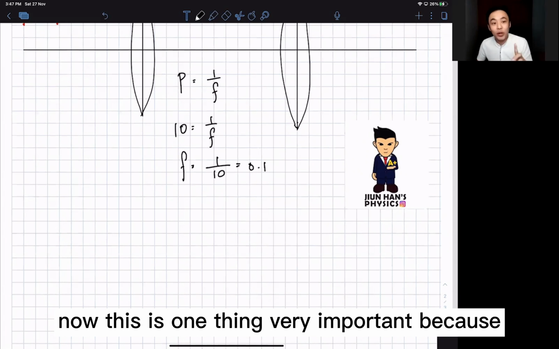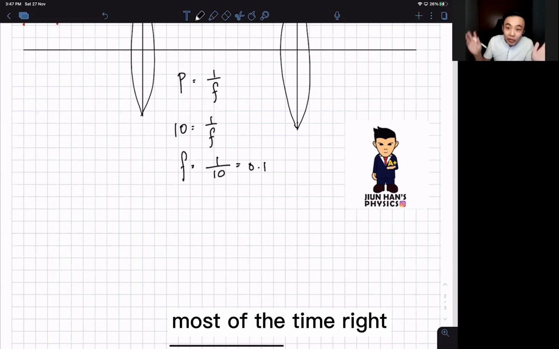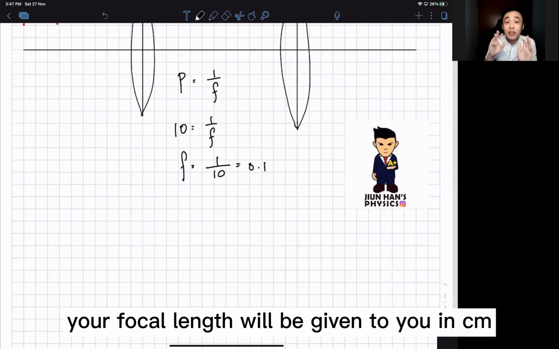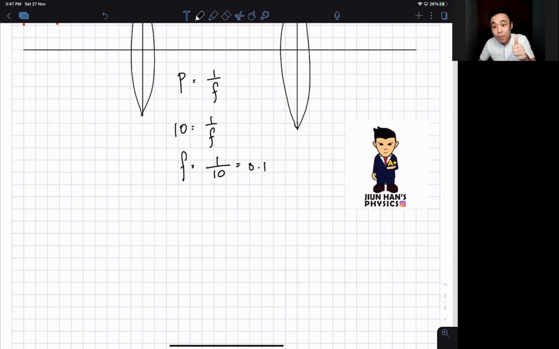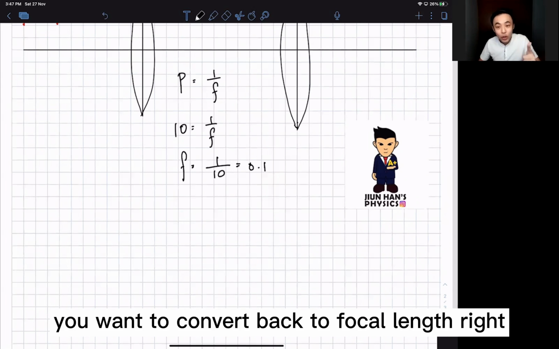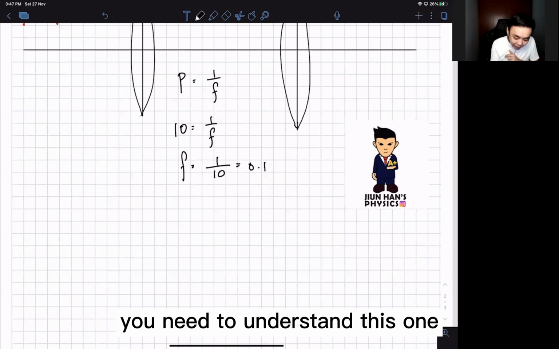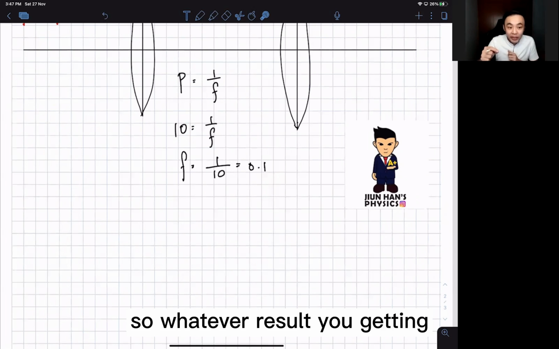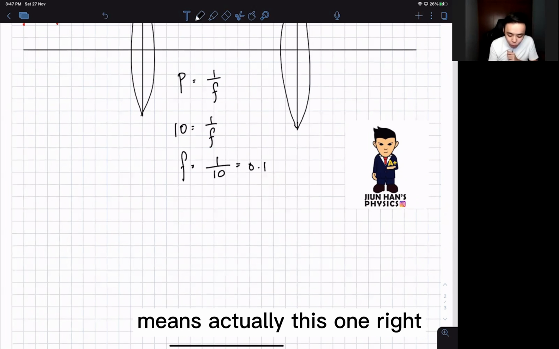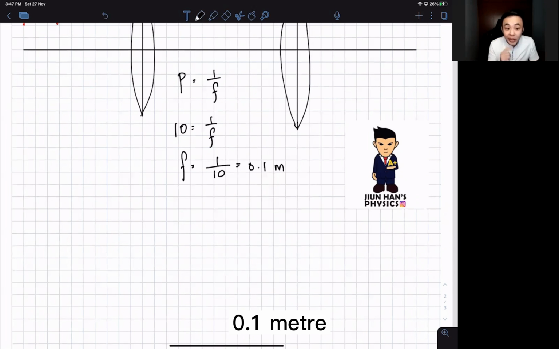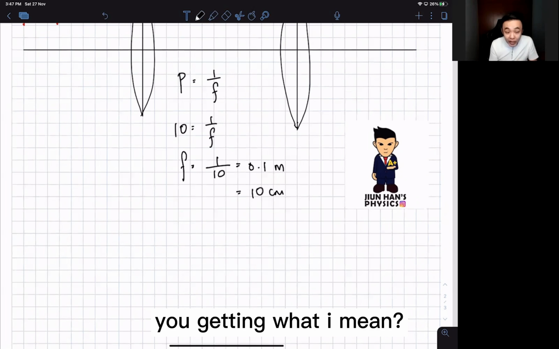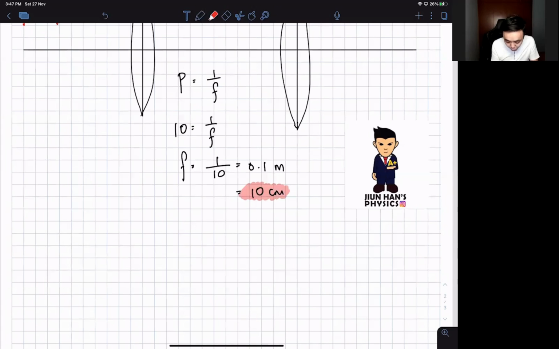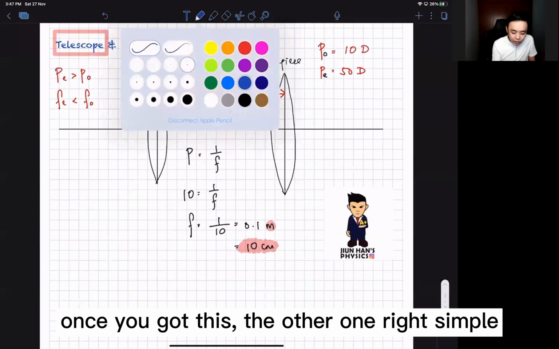Now, this is one very important thing because everybody makes this mistake. Most of the time, your focal length will be given to you in cm. But whenever you calculate power, or whenever they give you the power and you want to convert back to focal length, you need to understand that 10 diopter means it is in SI unit. So whatever result you get is also in SI unit. It means this one is actually meter, 0.1 meter. So when you convert, it has to be 10 cm. You getting what I mean? The biggest mistake of all time is always the careless one. Always remember, whatever you found is only in meter. You need to find the cm by times 100. Simple.